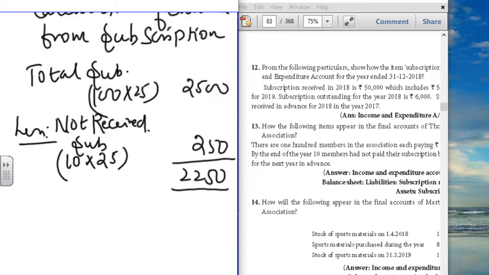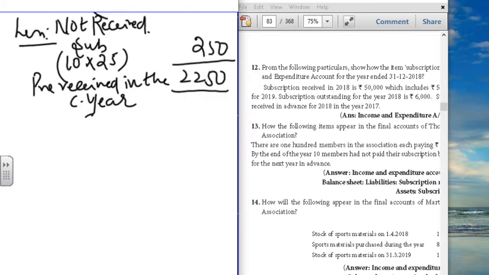This is the amount received. So it is a pre-received amount. So it is pre-received in the current year. Next, what they are saying is, but 4 members had paid for the next year in advance. Sorry, I have written the sentence wrongly.